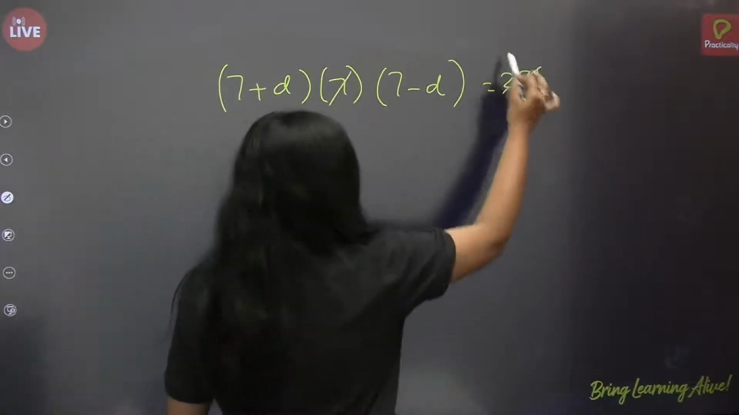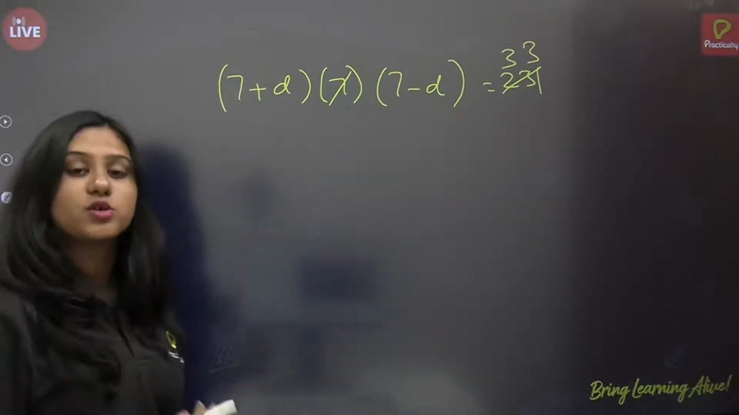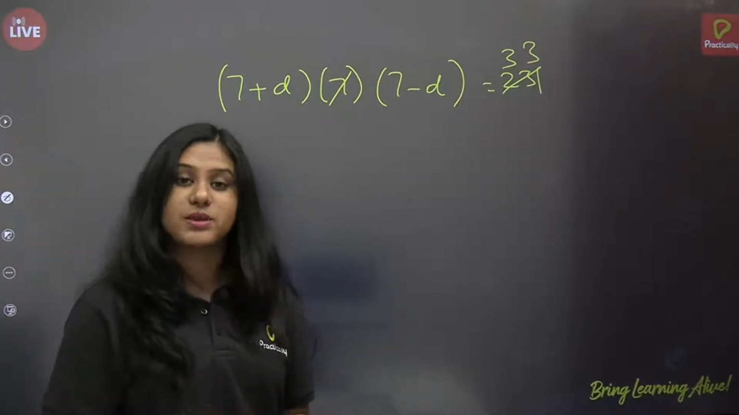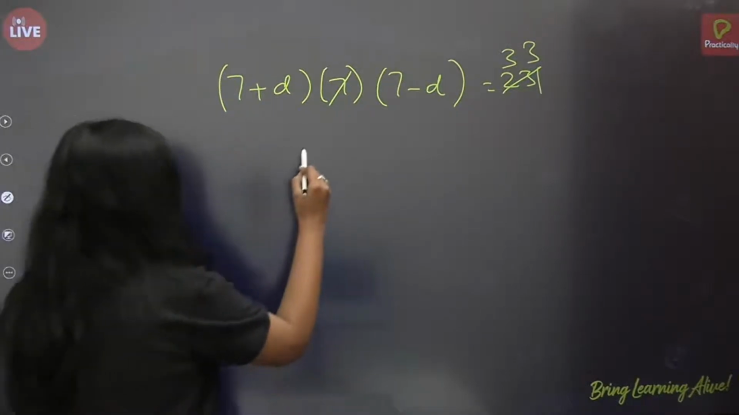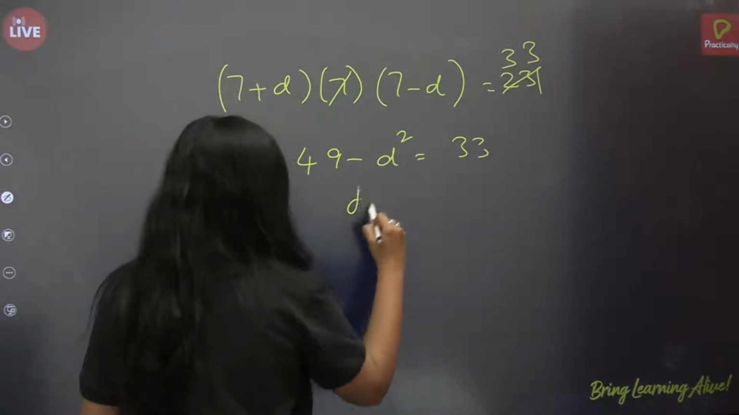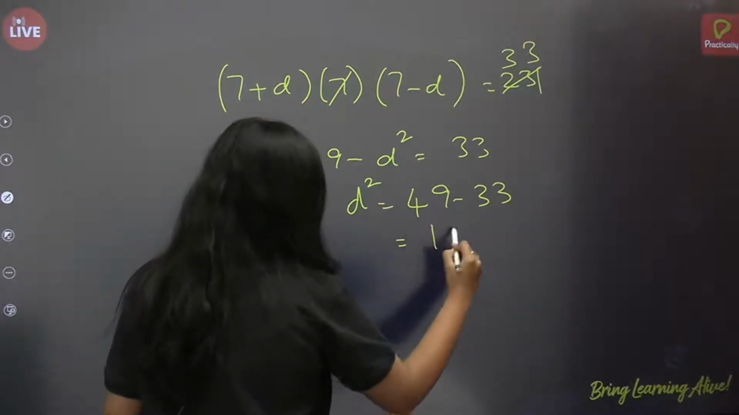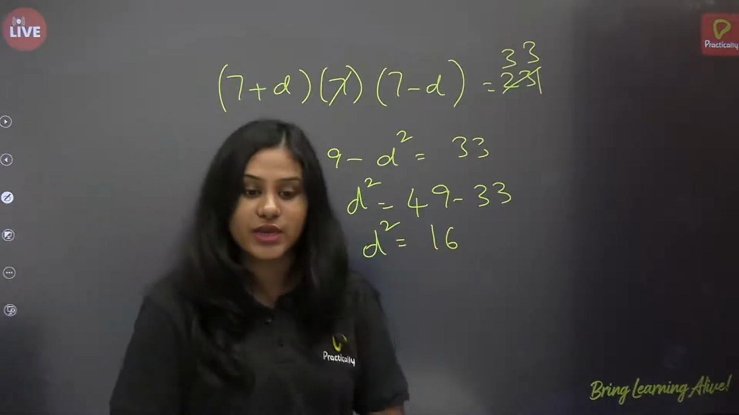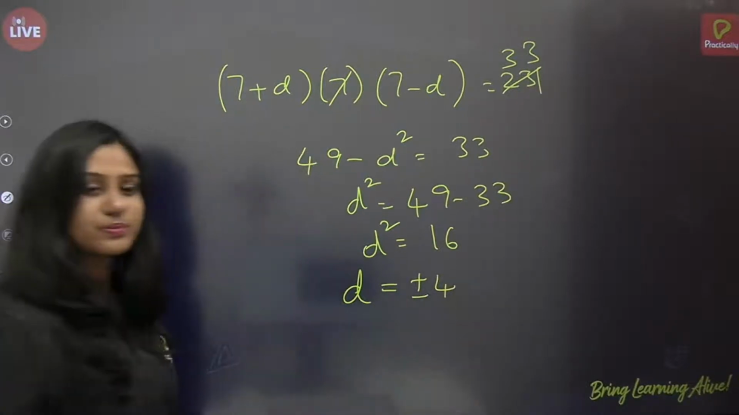So, 7 times 3 is 21, 7 times 3 is 21. 7 plus d into 7 minus d. This is of the form a plus b into a minus b. So, we can use the identity a plus b into a minus b equals a square minus b square, right? So, let's solve. 49 minus d square equals 33. d square equals 49 minus 33, 16. When d square equals 16, what are the possible values of d? d can be plus 4 or minus 4, right?